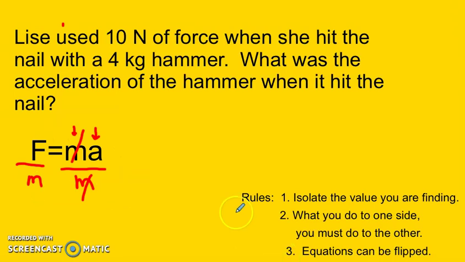And you know the rule says equations can be flipped. So I can write it with a on this side. Just seems to work out better when it's on the left side of the equal sign. So that is how you would do that.